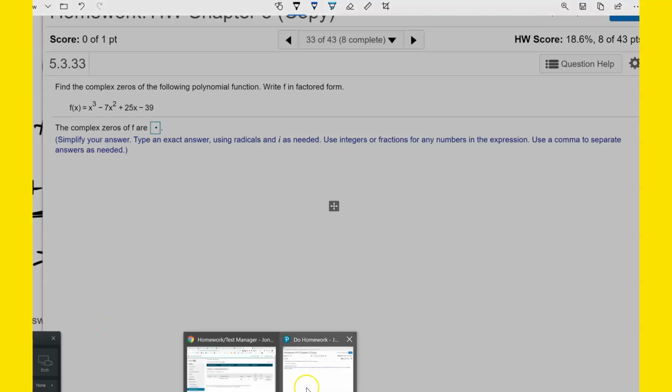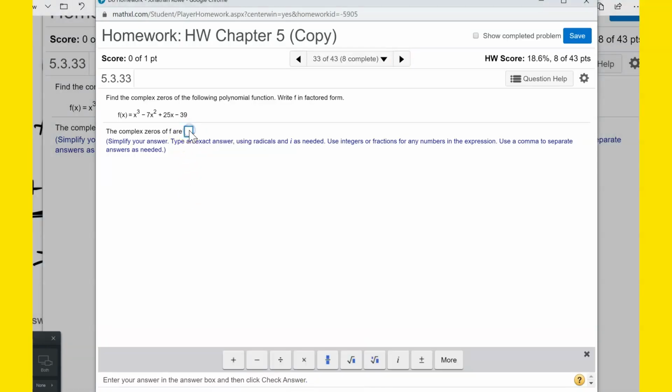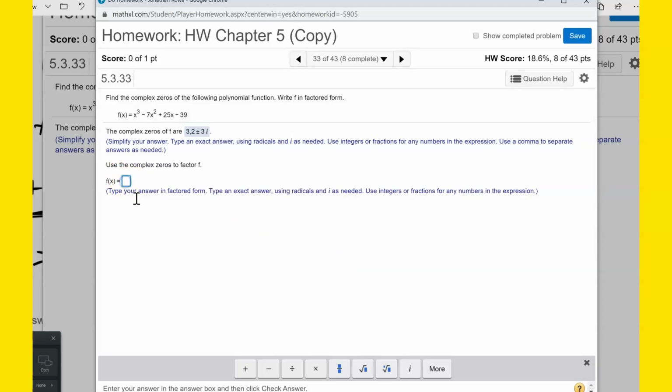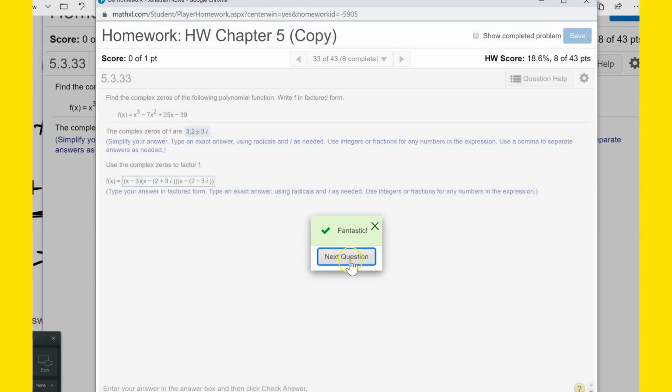Okay, let's go back to our, hope I can remember the answers, 3 and then 2 plus or minus 3i. I think that was it. Yep, that was it. And now it wants me to use those zeros to factor it. So it's going to be x minus 3, x minus parentheses 2 plus 3i, close parentheses, and then x minus parentheses 2 minus 3i, close parentheses. That should be good enough for the answer.